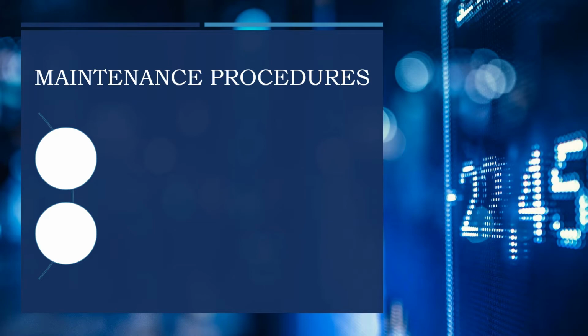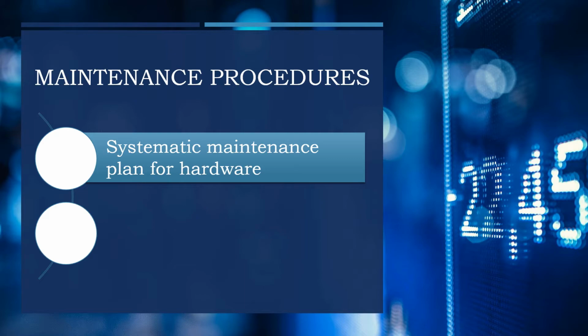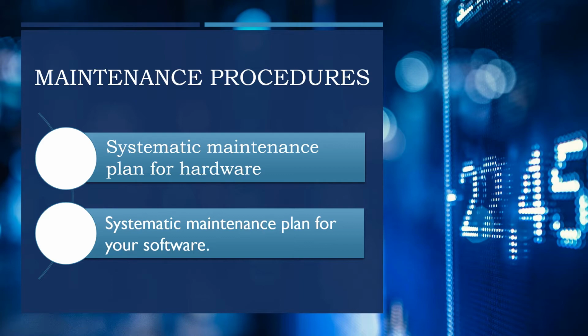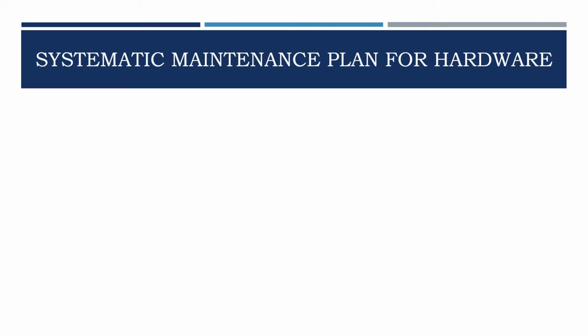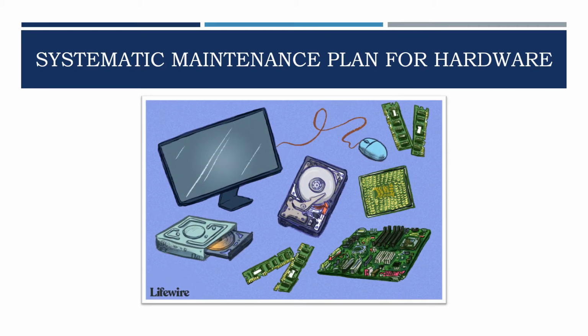Now let's learn about maintenance procedures. First is a systematic maintenance plan for hardware and a systematic maintenance plan for your software. In preparing a maintenance procedure, you also have to consider designing a systematic plan for both hardware and software. This saves time, money, and frustration and ensures safe conditions to prevent injury to people and damage to computer equipment.